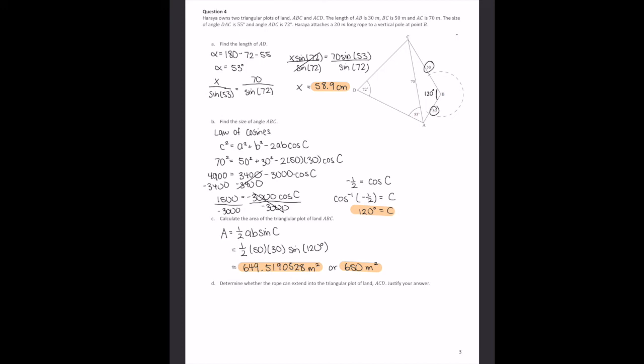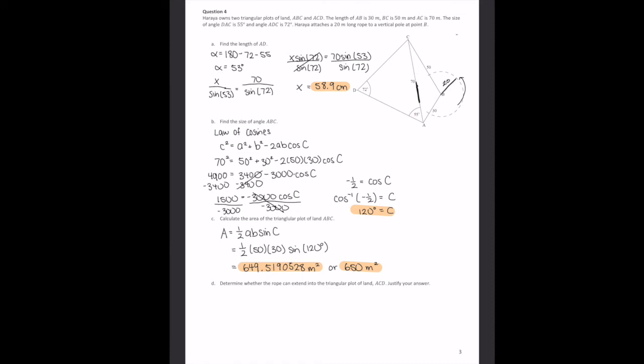Lastly, part D says determine whether the rope can extend into the triangular plot of land ACD and justify your answer. So let me clear off the picture once more. We have a rope that is 20 meters long, and what that tells us is for the part of the circle that they've drawn for us, the radius of the circle is 20 meters. So the question is, if we keep swinging this rope around, once it gets into the little triangle, is it going to cross that line AC anywhere over here? That's what this question is asking.